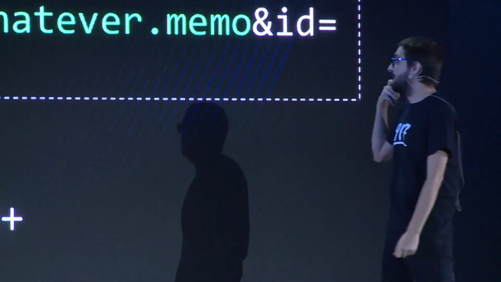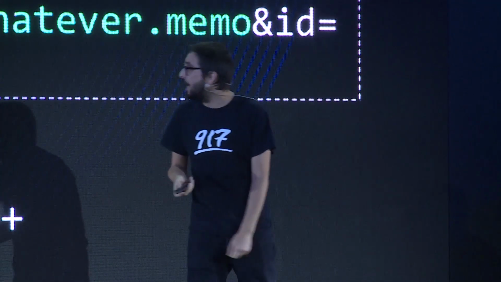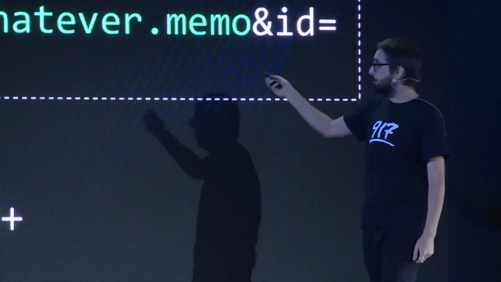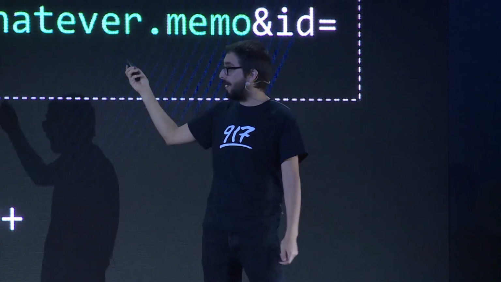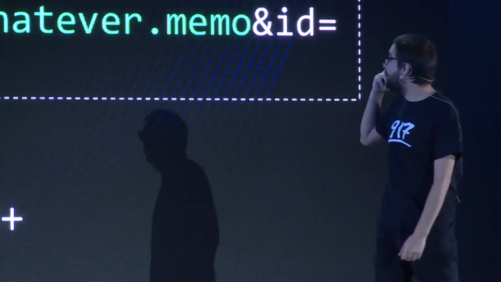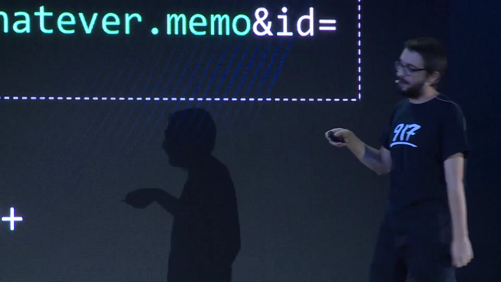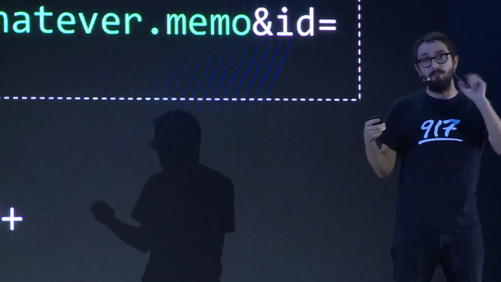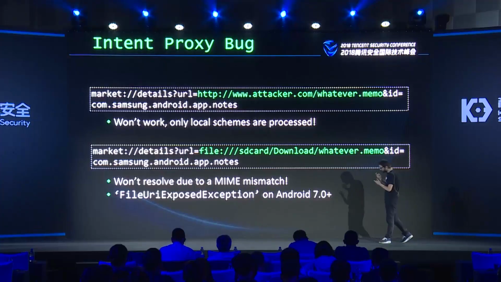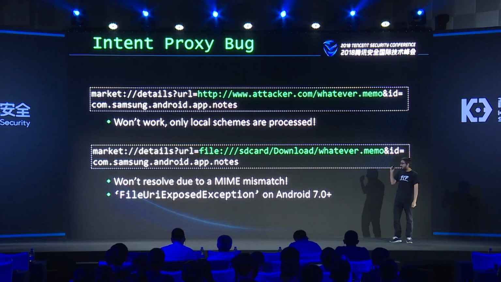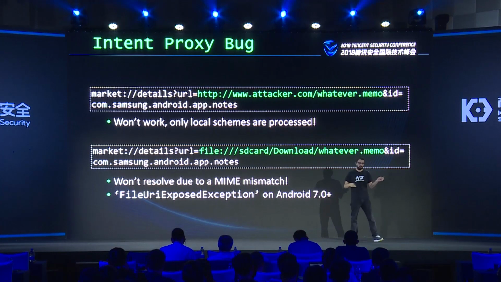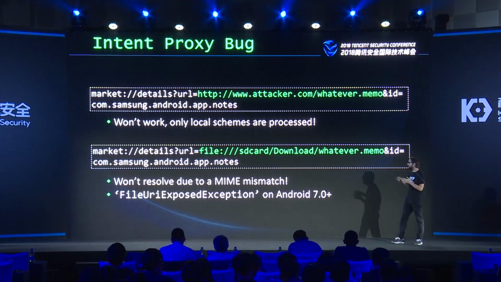What you can try instead is pass a file scheme. The problem with the file scheme is that the package manager, once again, won't be able to route the intent to Samsung Notes, because by passing it with a file scheme, the package manager won't be able to get the right MIME type associated with the intent filter. Also, on Android 7.0 and above, they try to prevent people from passing file schemes around. So the way to do it properly, according to the documentation, is to use a content scheme.